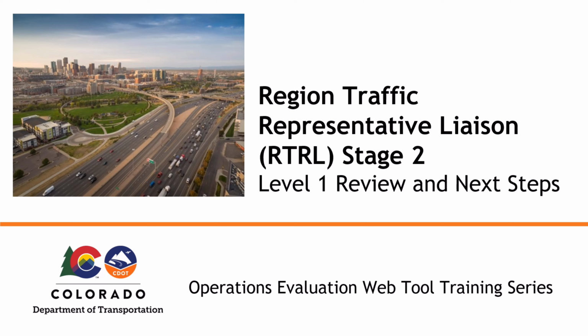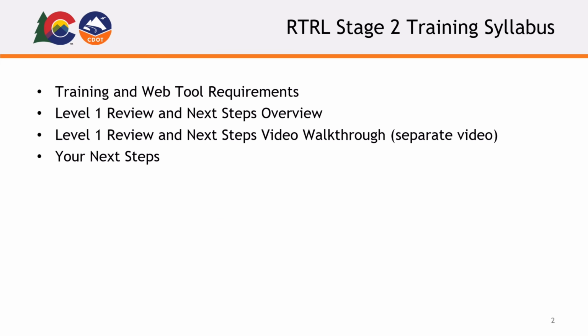In this training video, you will learn how to review the Level 1 evaluations for safety, operations, and ITS. You will also learn how to set Level 2 analyses and how to send the evaluation back to the project manager for review. The RTRL Stage 2 training syllabus includes the following: training and web tool requirements, Level 1 Review and Next Steps Overview, Level 1 Review and Next Steps video walkthrough in a separate video, and your next steps.